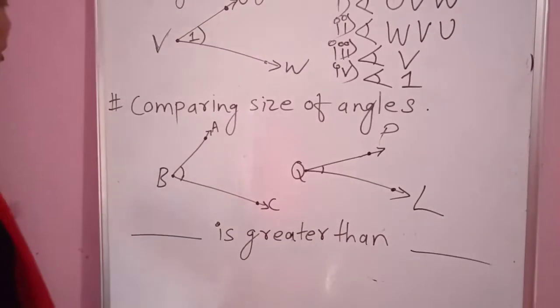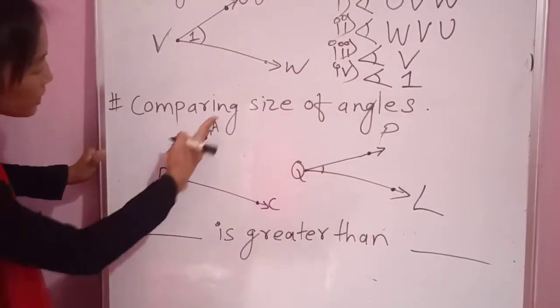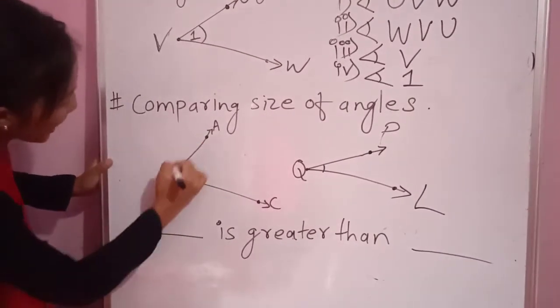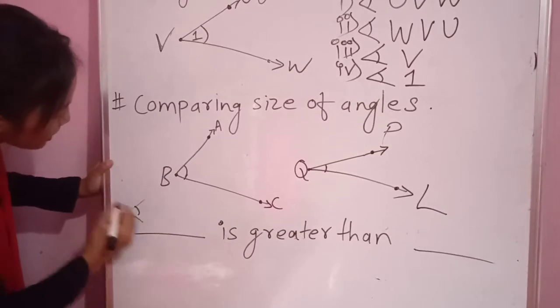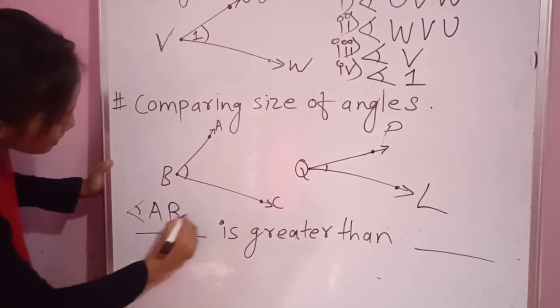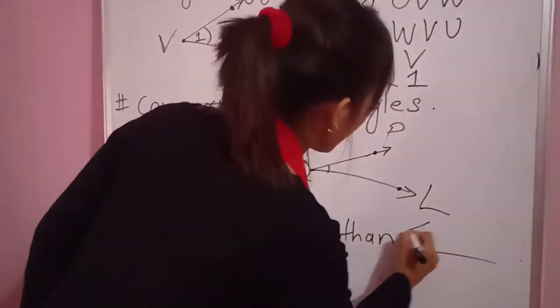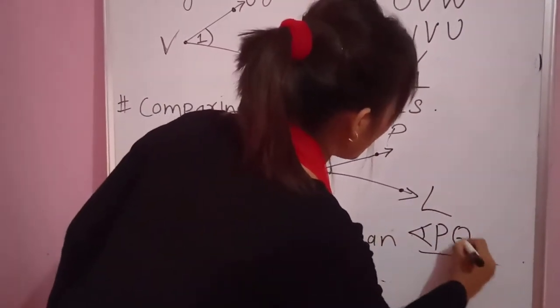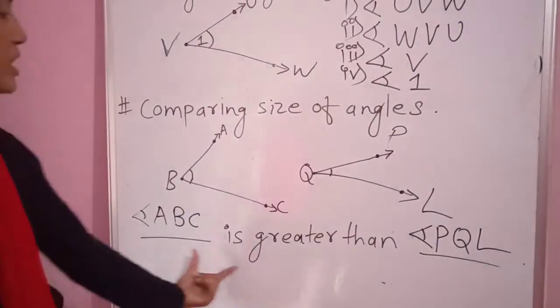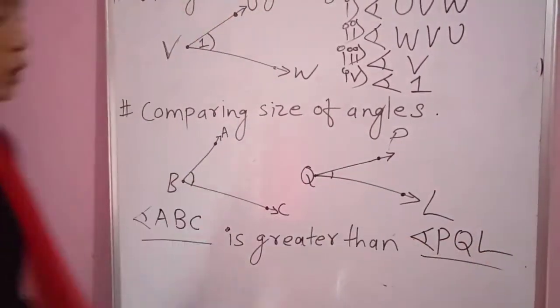So you have to write here the angle. What is the name of this figure? Sorry, angle ABC. And the name of this smaller angle is what? Angle PQL. So angle ABC is greater than angle PQL.